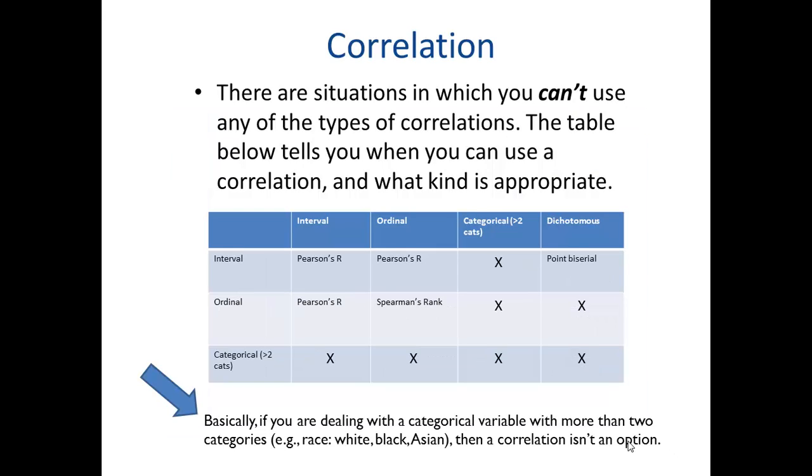There are situations where you can't use any type of correlation. This table gives you an idea of when you can use it and when you can't. Basically, if you're dealing with a categorical value that has more than 2 categories, you can't run a correlation. For example, race, diagnoses, grade in school, correlations are not an option.